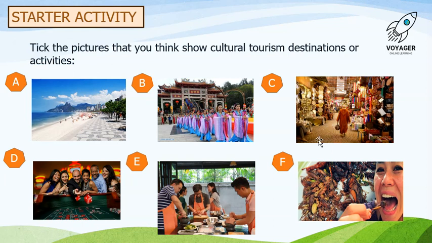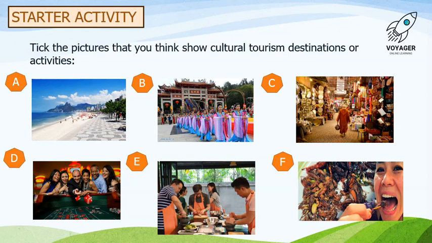Picture C looks like some kind of market with lots of gold and clothing. Picture D, we've got some people having fun at a casino. Picture E, we've got some people who look like they're doing some kind of cooking class. And picture F, a young woman eating what looks like a fried insect, maybe.